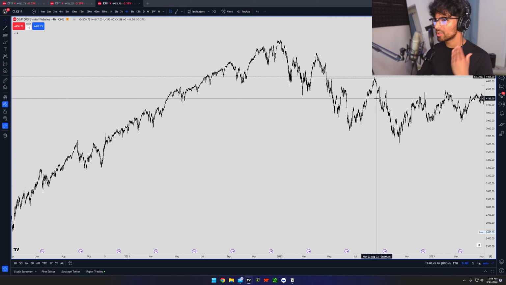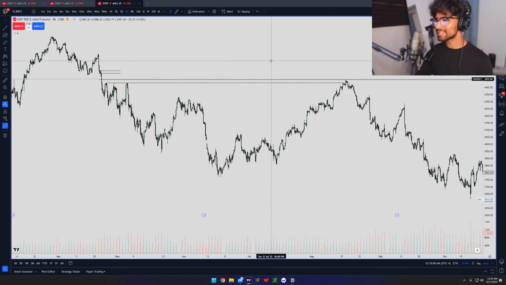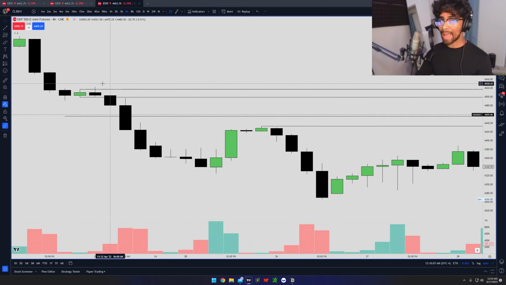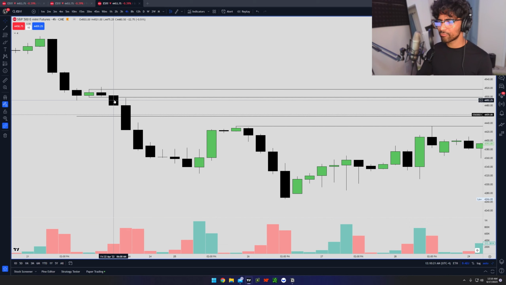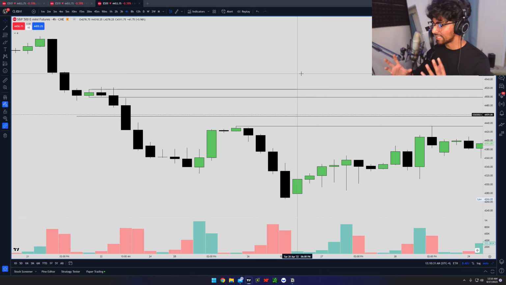So if price were to clear above the August highs, where is it most likely to go? We need to see what happened the last time price was at this level. Now, the last time price was around 4450 was April 22nd, 2022. What happened on that day? We dumped like 140 points within a day. For the market to move that much in such a short amount of time, a lot of money is required.